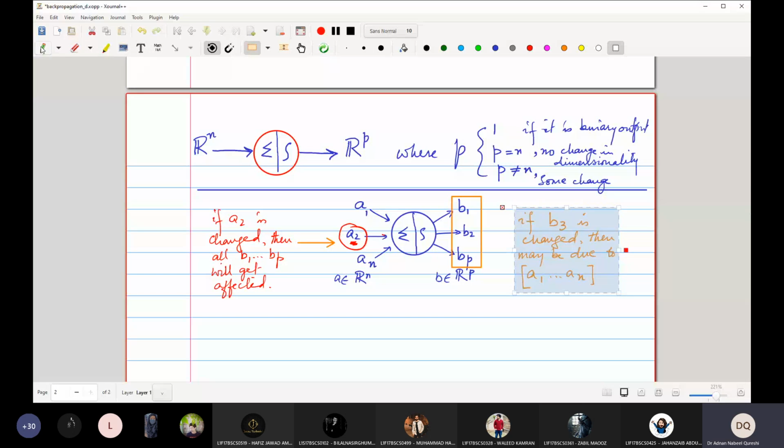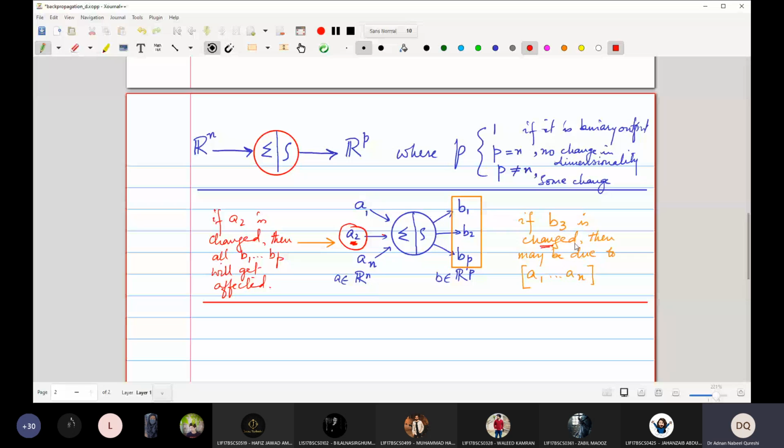Change on one side, and a change will come on the other side; change on the other side, and you will have to estimate the change on the previous side. So this is a very important segment of the lecture. Change any one of them here, and there will be a change in all of them here. If you get a change in B, then you have to find out the contribution by each one of the participating inputs.